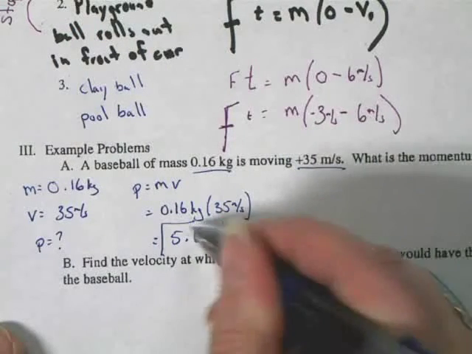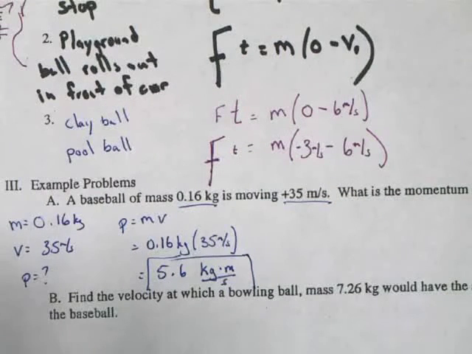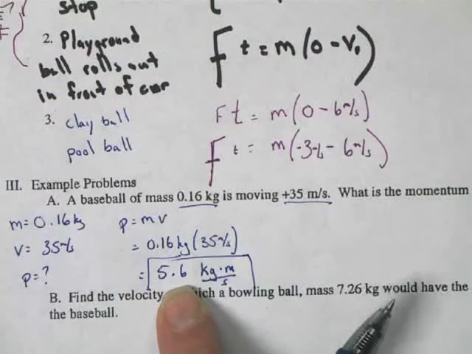Let's look at the units. Again, there's no special unit here. We have kilograms times meters per second, so it's 5.6 kilograms times meters, all divided by seconds. Questions? Yeah, pretty straightforward. Go ahead.